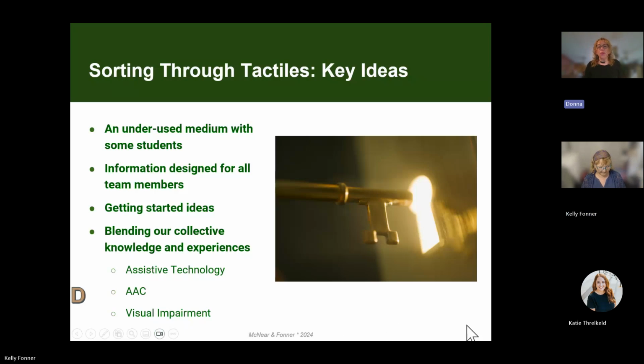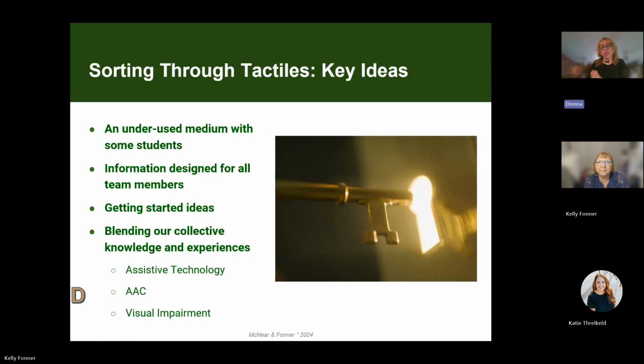So sorting through tactiles, we wanted to start by letting you know what our key ideas are, what we're going to be talking about in the next hour. So Kelly and I feel that tactiles in general with students is an underused medium. And so we like to talk about it from our different perspectives and encourage people to embrace it and consider it for more students.